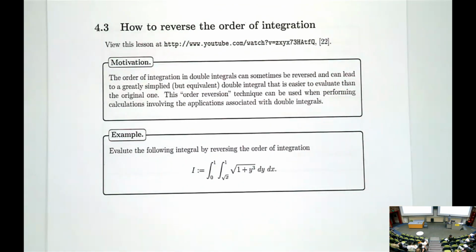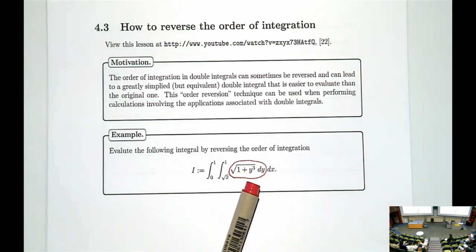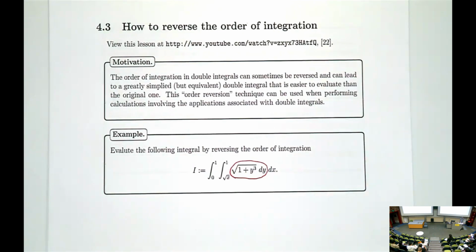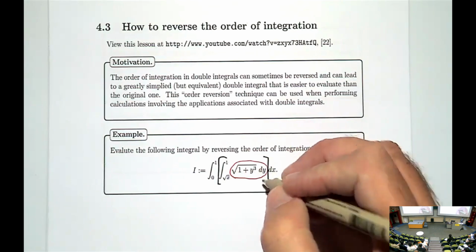All right, so today we're going to look at the next level of double integrals. This is called reversing the order of integration. Now, the order of integration doesn't matter if it's a rectangle or something like that. It's usually pretty easy. But when you've got these non-rectangular regions, there's a problem.